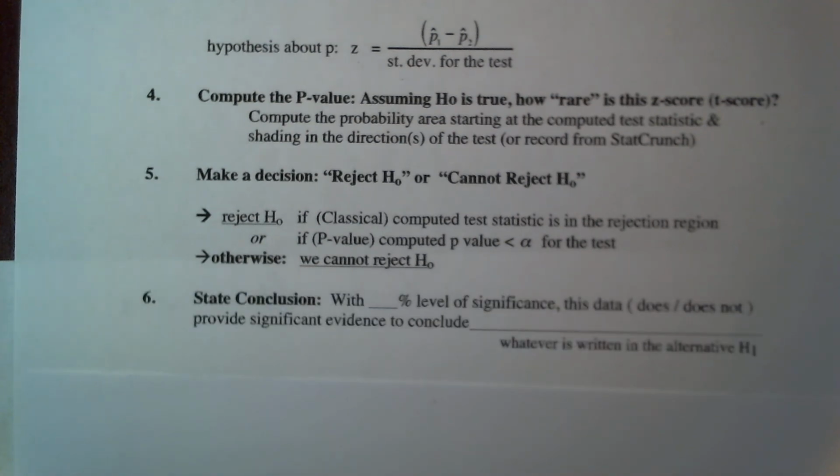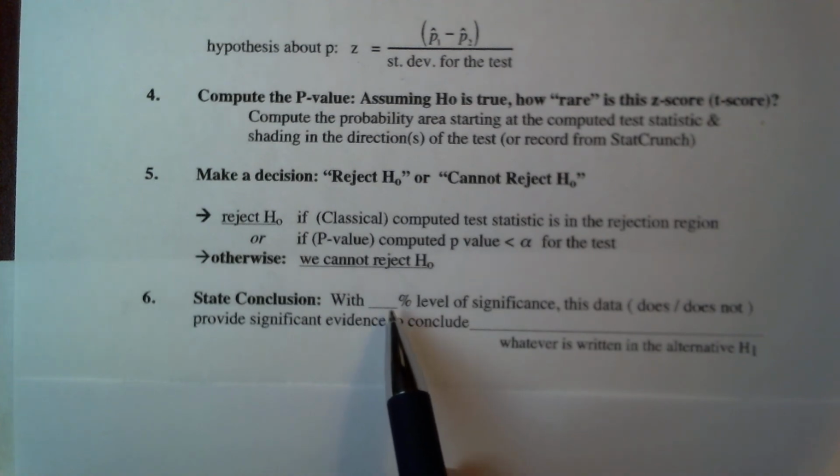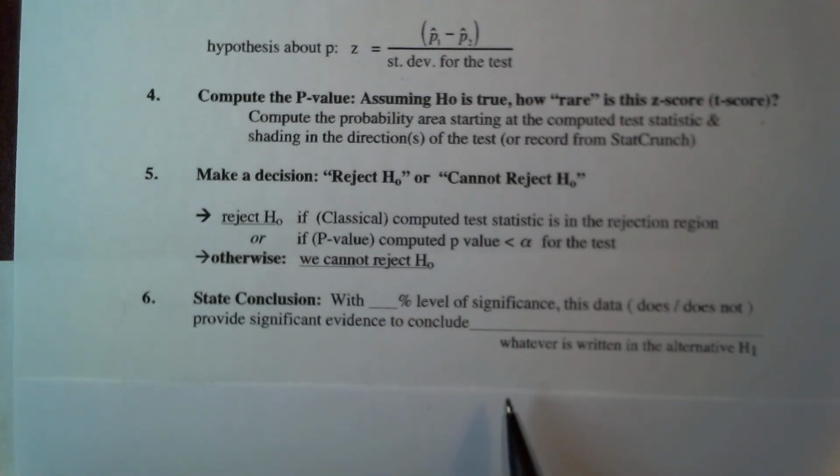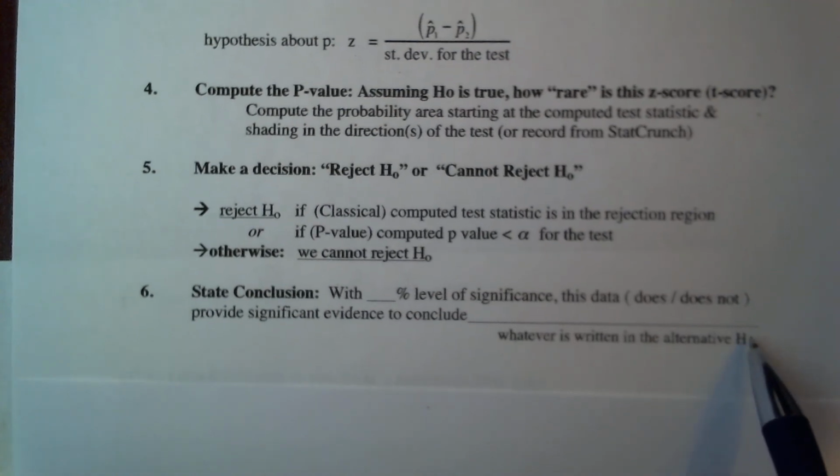And then number 6 would be to state the conclusion with this particular level of significance. This data does or does not provide significant evidence to conclude that, and then whatever was written in the alternative hypothesis. Again, this is exactly what we have done before in chapter 8.